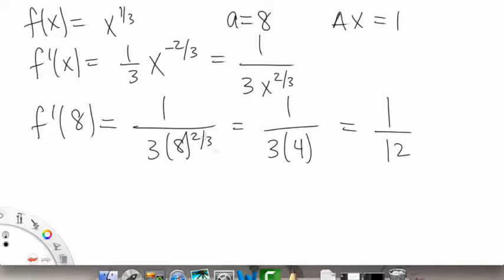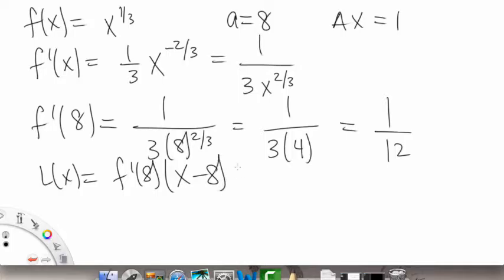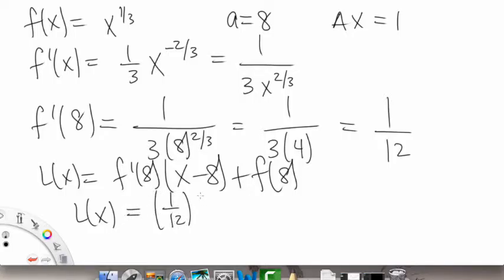So now we have all the pieces to plug into our linearization puzzle. L(x) = f'(8)(x − 8) + f(8). Let's plug in what we know, which is pretty much everything. f'(8) we just found to be 1/12, so we have 1/12 times (x − 8). Then plus, and we found f(8) to be 2. Okay, so let's simplify from here. We'll continue this on the next slide.